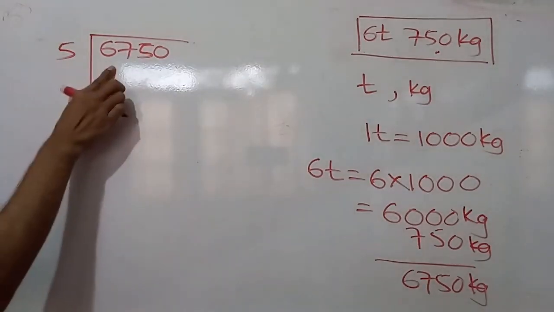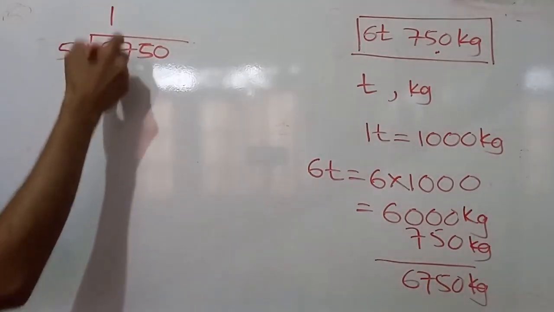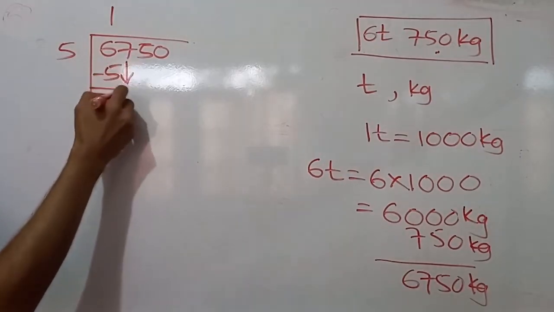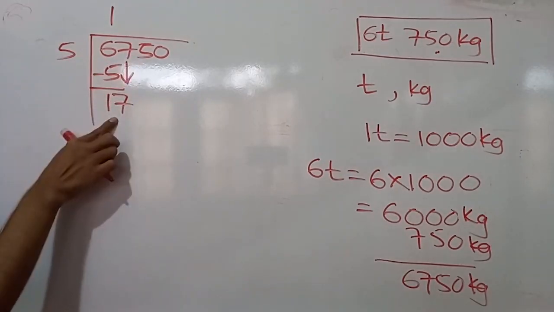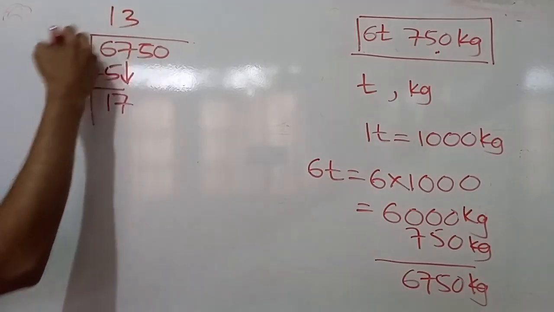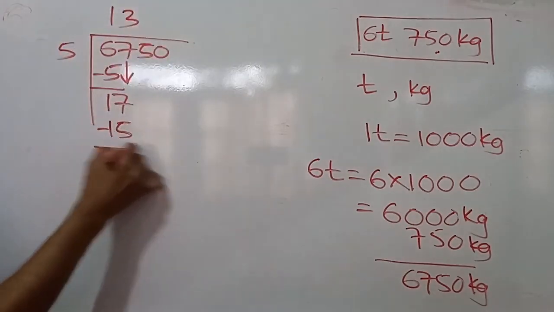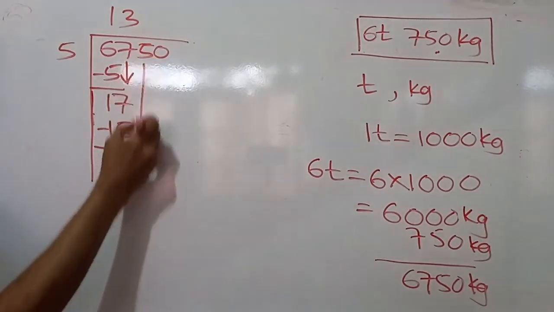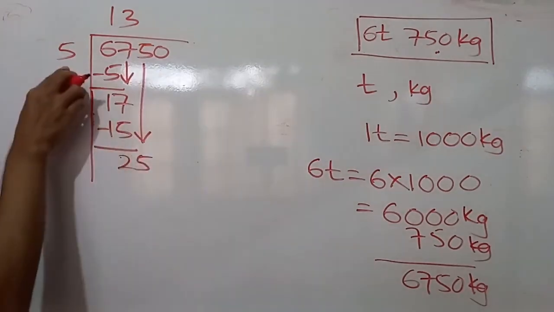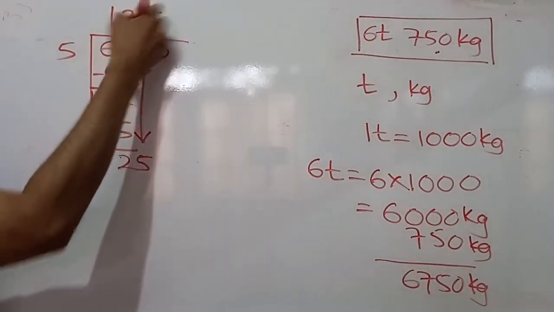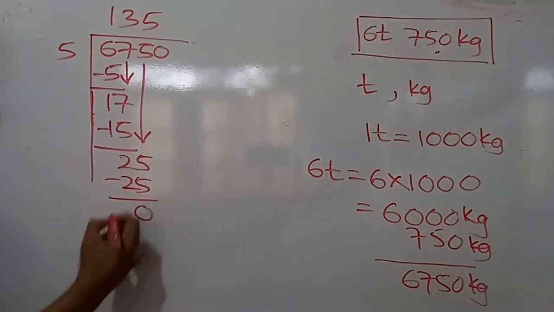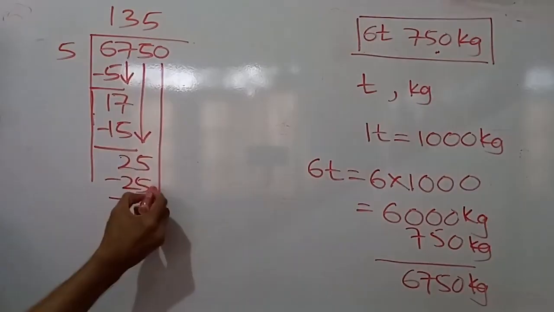How many 5s are there to 6? We can go up to 1. 5 times 1, that is 5. 6 minus 5, we get a 1. Now drag down this 7. How many 5s are there to 17? We can go up to 3. 5 times 3, that is 15, right? So 17 minus 15, we get a 2. Now get this 5. How many 5s are there to 25? Exactly 5. 5 times 5, that is 25. 25 minus 25, we get 0. Now we will drag this 0.